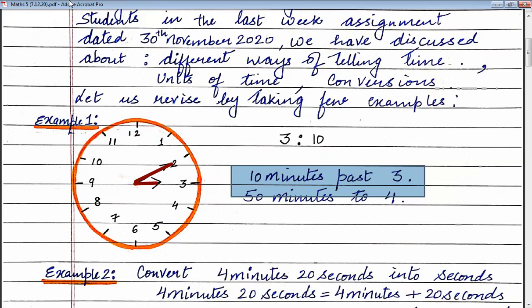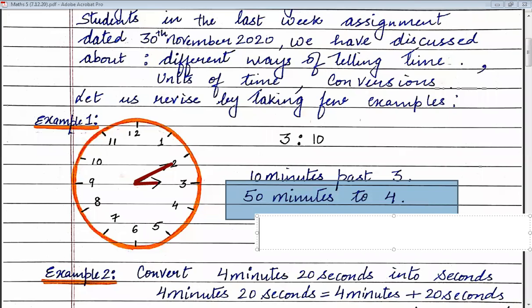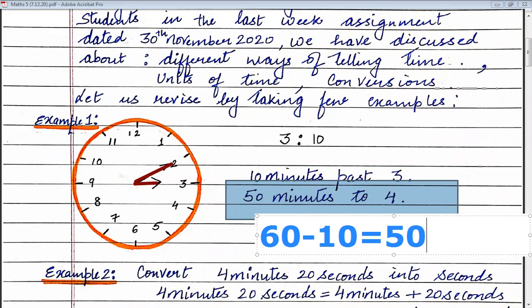Now let's see how many minutes are left. 10 minutes are already passed. So how many minutes are left for 4 o'clock? Now children, we have discussed in the previous assignment that if 10 minutes are passed, then how many minutes are left? You can find out easily that there are a total of 60 minutes. Okay, and then you have to subtract the past minutes, that is 10. So your answer is equal to 50.